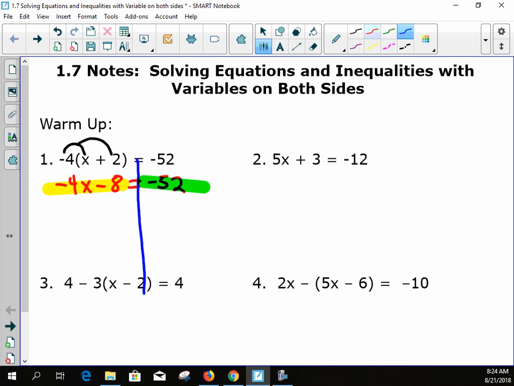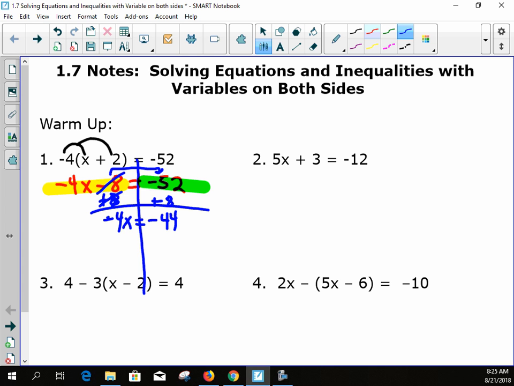So now I have letter with number, letter with number, number, number. So if I move this over here, that's going to get all my numbers on one side of the equal sign, correct? So I do that by adding 8. So these cancel. Negative 4x equals, what did this become? Negative 44.